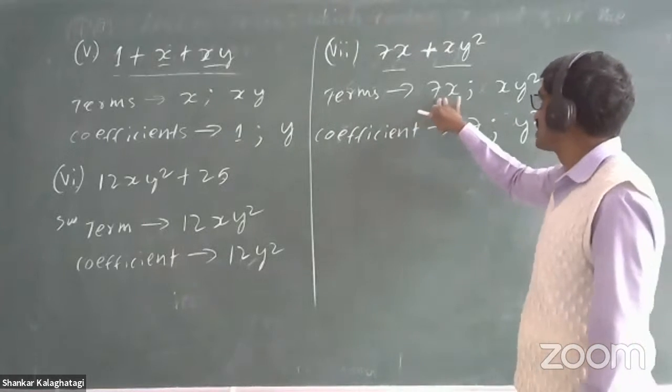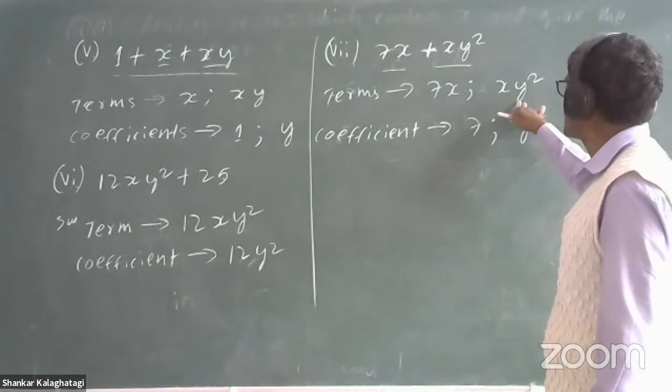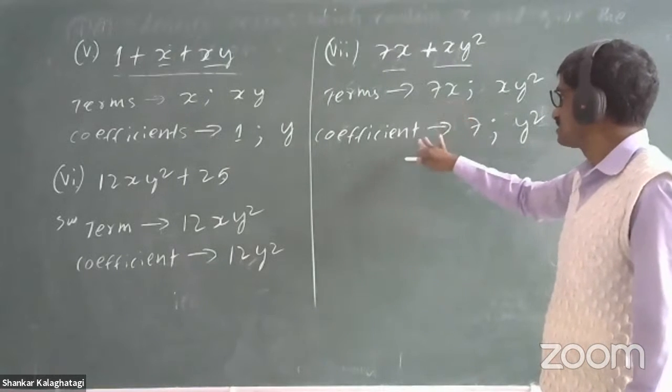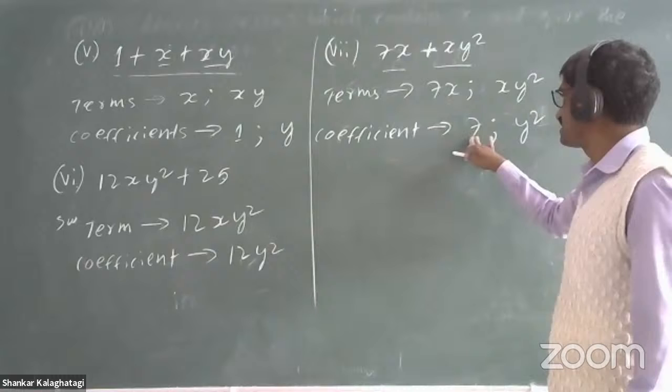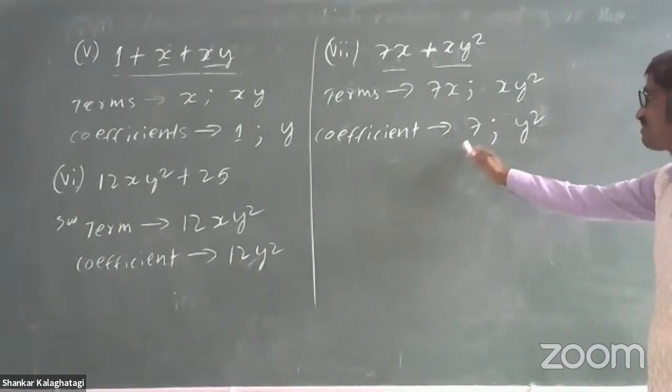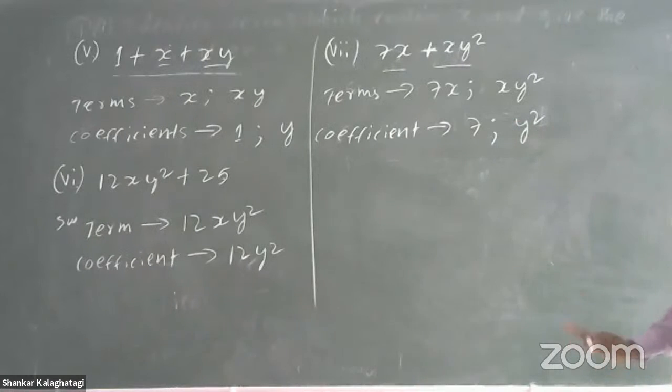So we have written both terms, 7x and xy square. Now the coefficient of this x is 7. The coefficient of this x is y square. We have written separately this one and this one. Understood now?